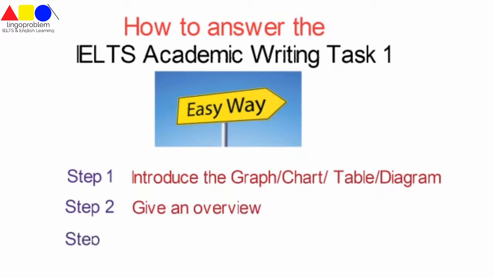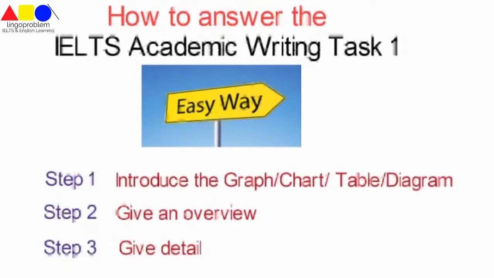All right. The step number 2 is to give an overview of your graph or chart. Overview means just to give the general idea what is actually shown in that graph. And step number 3 is to give all the general details, the trends and everything. And here you're going to write each and everything regarding your graph. So let's have a look.